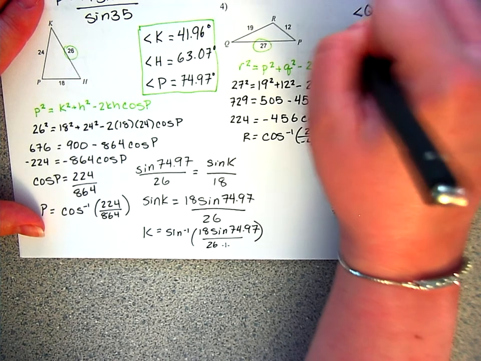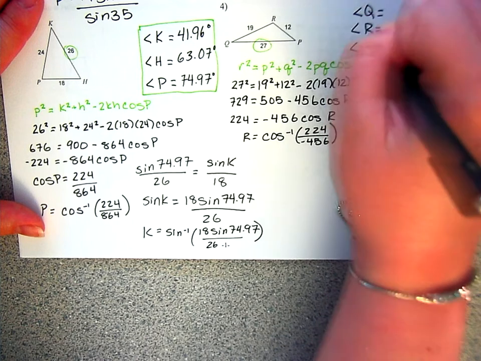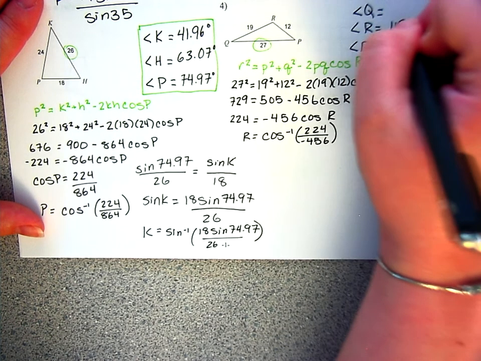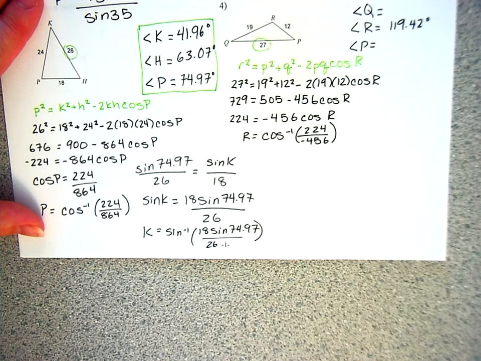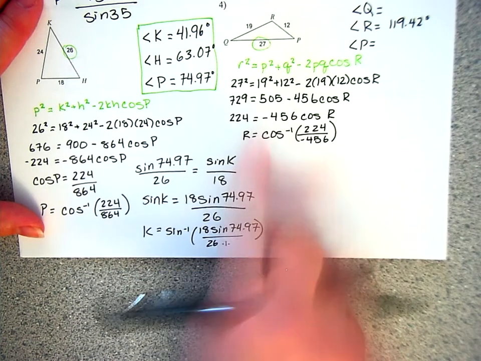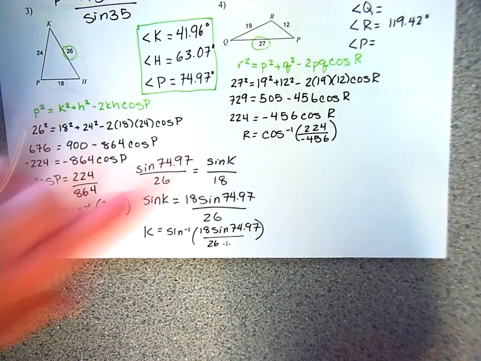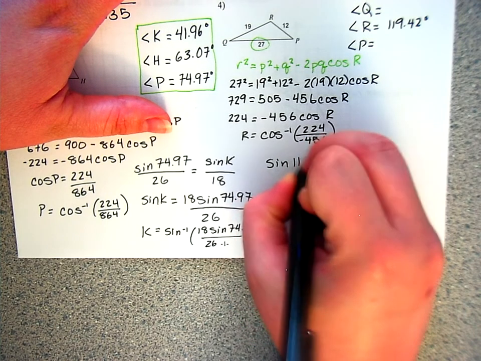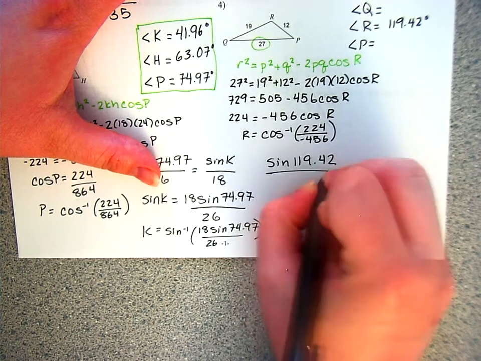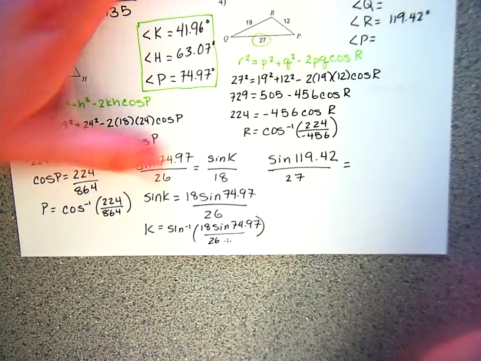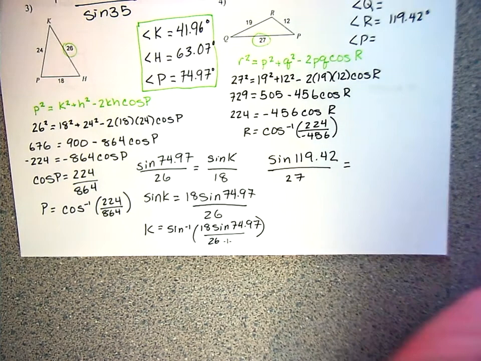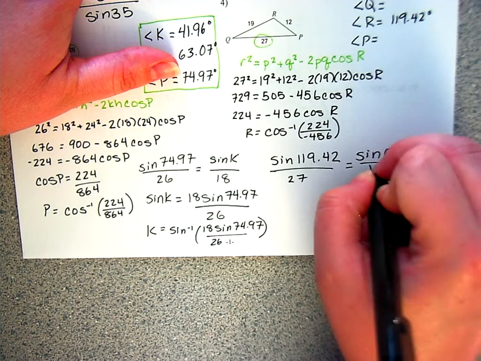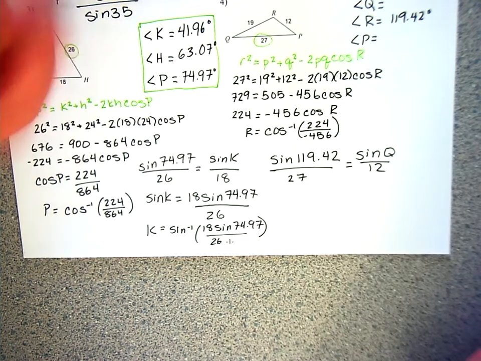So r is equal to 119.42 degrees when I put this into my calculator. So now I have a pair. I have big R and little r, so I switch to law of sines. So sine of 119.42 divided by 27, and then I can look for Q or P, doesn't matter, I went for Q. So sine of Q is over 12. I need to cross multiply, I need to divide, and I need to use inverse.